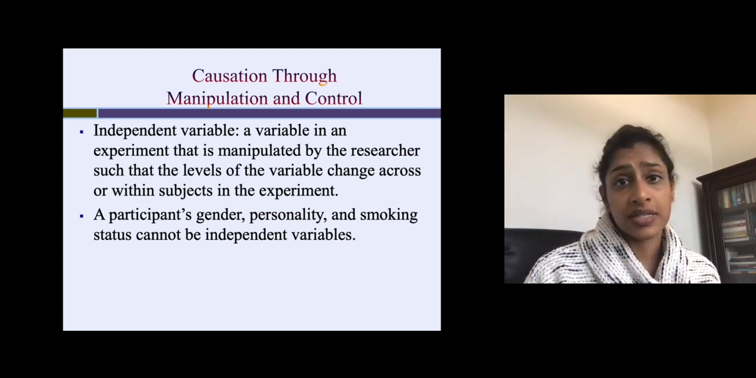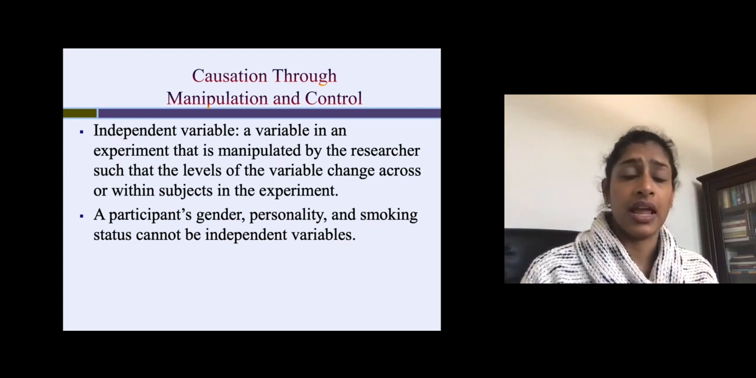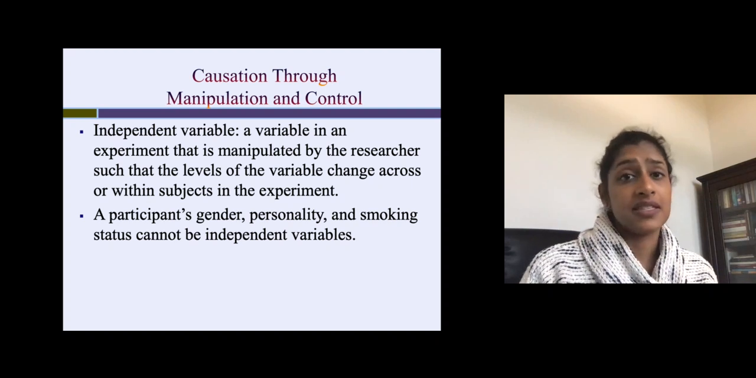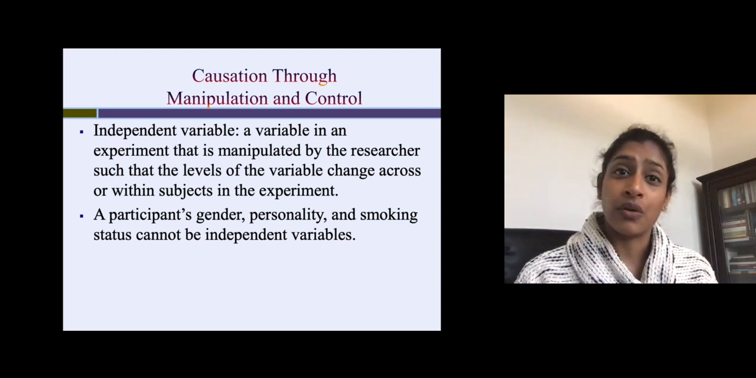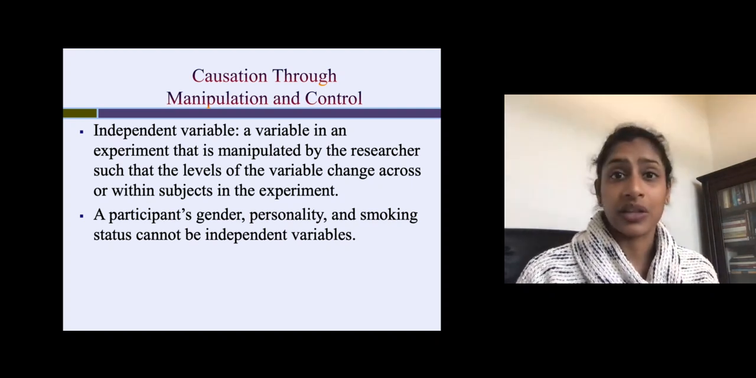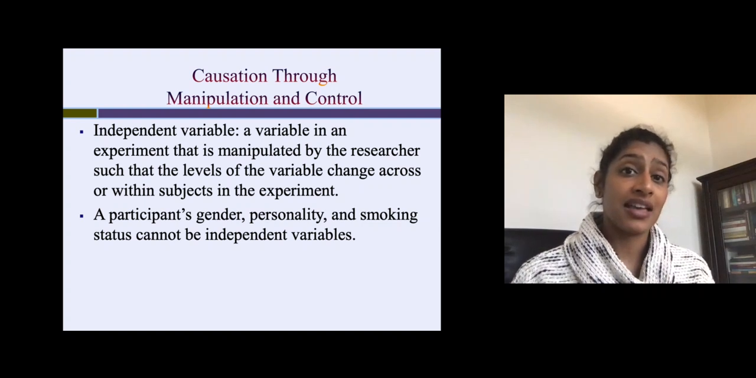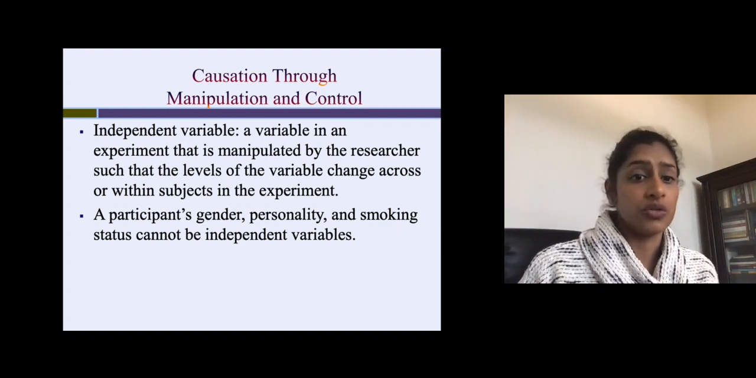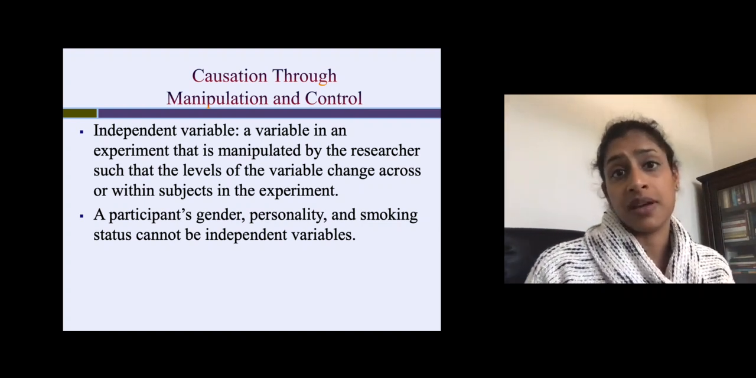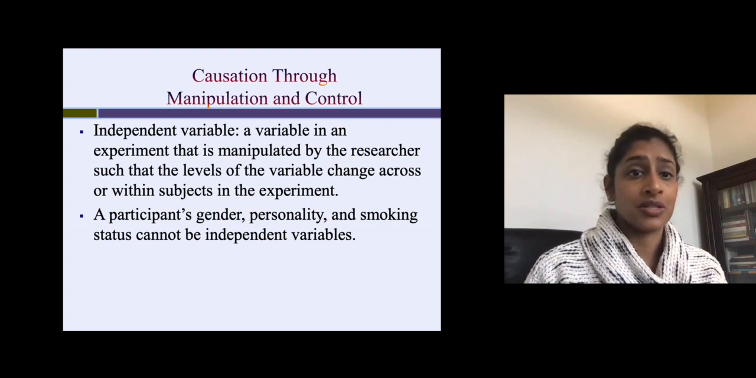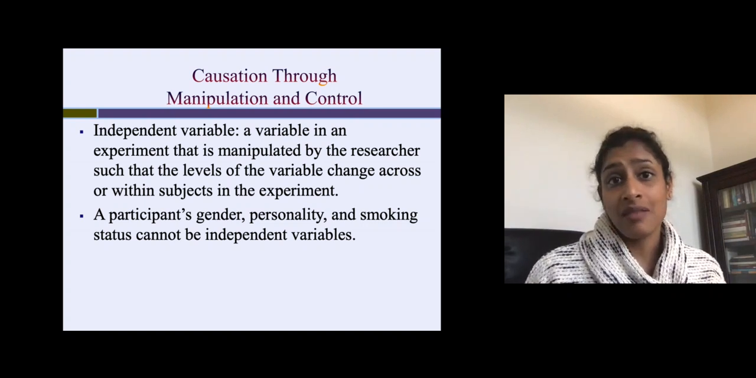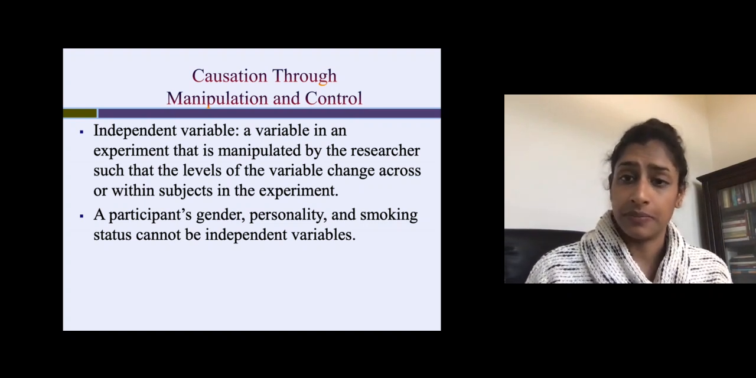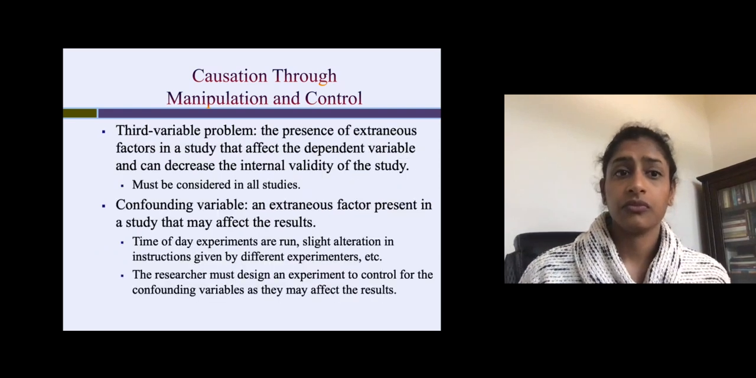They could be used as an independent variable in a correlational design, because, as a refresher, we're simply looking at relationships. In that case, we could use those things I just mentioned as independent variables. But in experimental design, we cannot, because they cannot be manipulated.